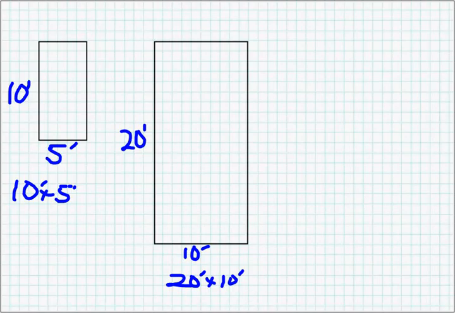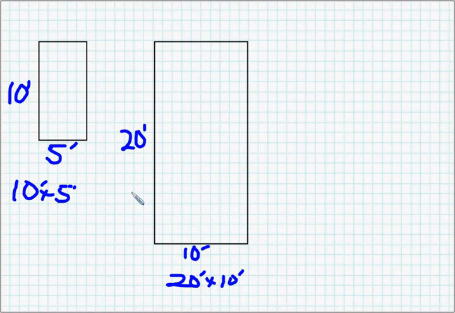So we're on lesson 5-3, and we're identifying and writing proportions. So I thought we'd take a look at some shapes. I wrote two shapes. I have a 10 by 5 rectangle and a 20 by 10 foot rectangle. We can think of them as little patios or something. And we want to see if they're proportionate.